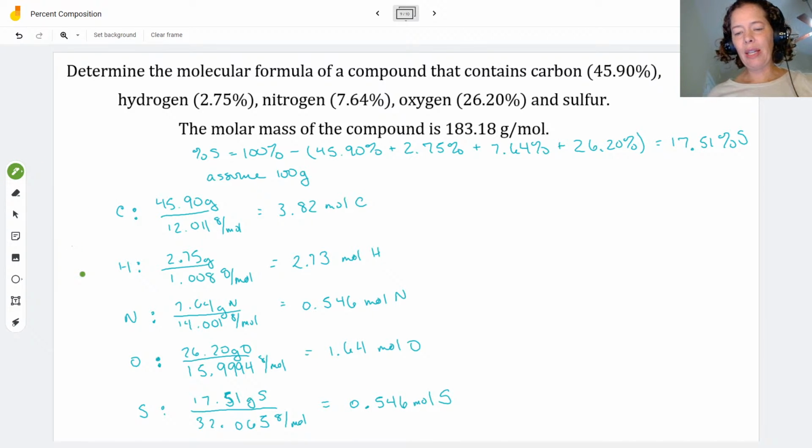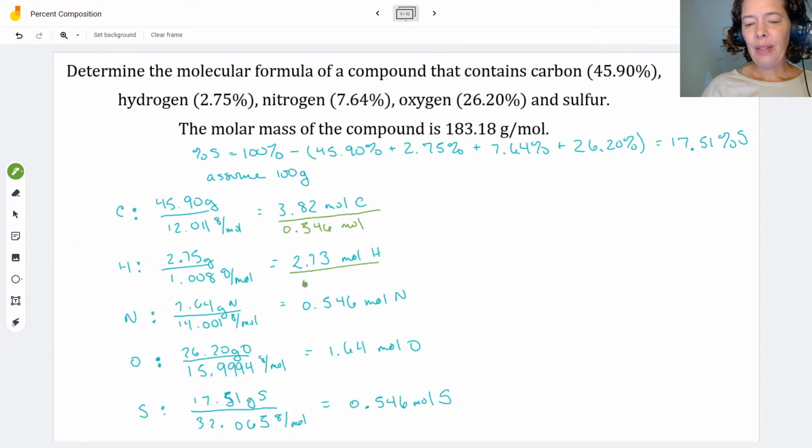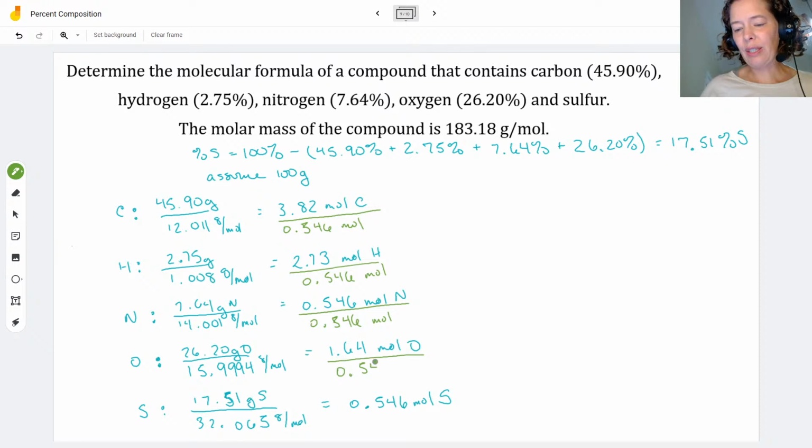Now I need to find my smallest moles. Okay, so nitrogen or sulfur, it doesn't make a difference. Why don't we just go ahead and call this sulfur? 0.546, again divided by 0.546. And again, 0.546. And our last one that we know is going to be 1.